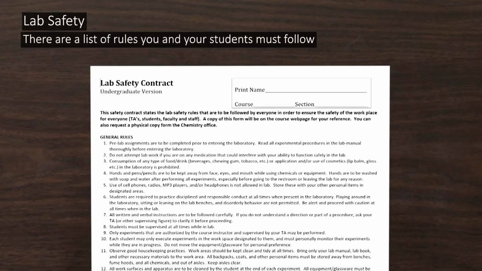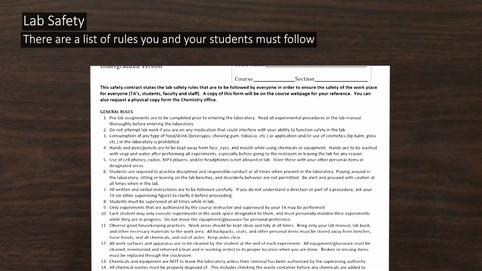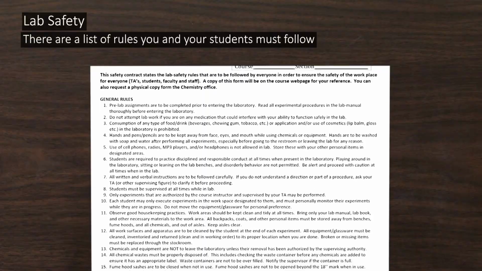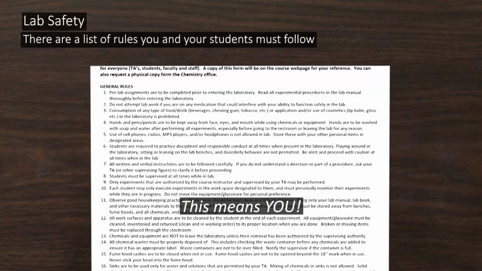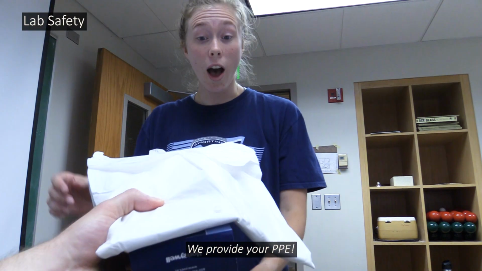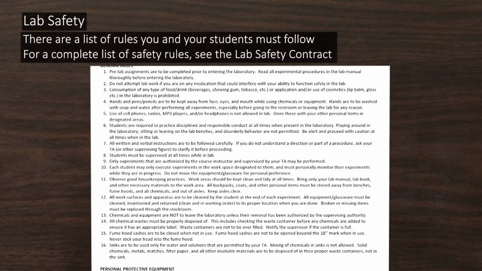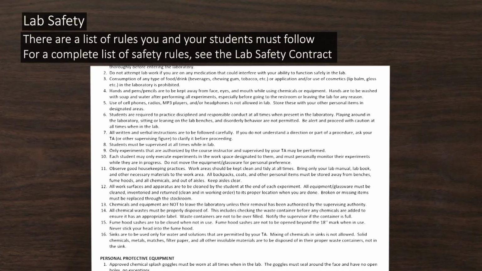The dress code is important, but it's just one component of the safety rules you and your students must follow. Note the use of the word "you" there. The rules apply to you, the TA, as well. Fortunately, although your students have to buy their own lab coat and goggles, we provide these for you at no charge. For a complete list of all the lab safety rules, see the lab safety contract. You can find a copy of this in the TA handbook.